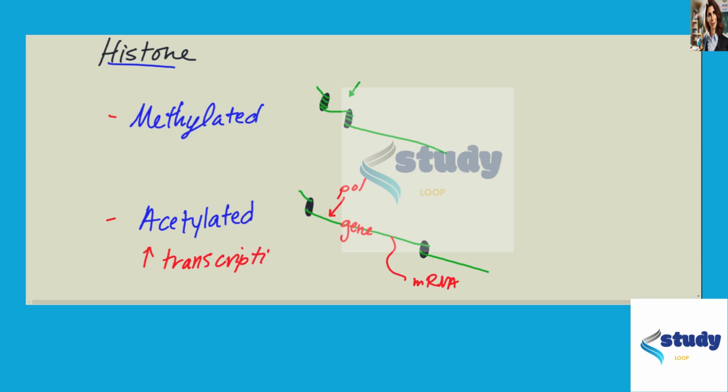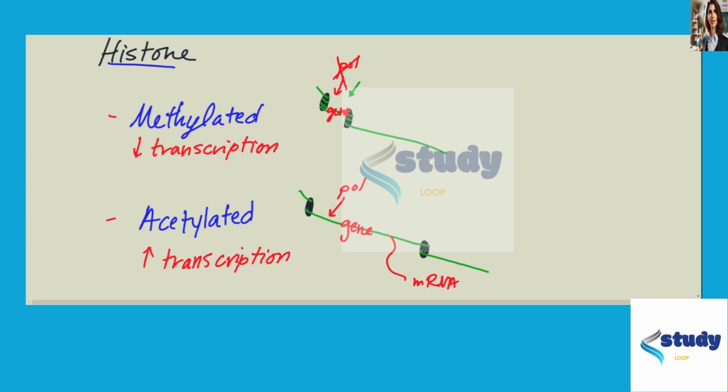Whereas in the methylated form, these genes are sort of hidden away and they're closely packed so that the polymerases cannot reach into that area and transcribe and translate the genes. So the methylated form of histone proteins have a decreased rate of transcription.